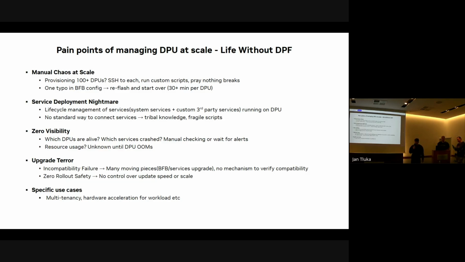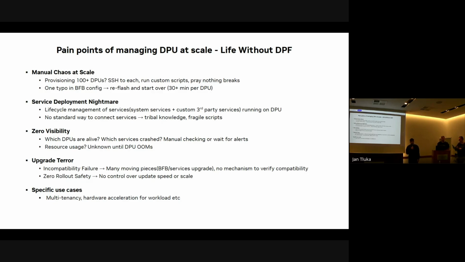Next one is service deployment. Assume you are able to somehow get the DPU up and running. The next task would be that you want to run some services on top of it. It could be HBN, OVN, some third-party services, or your own services. And not only do you want to run them, you want to maintain their life cycle. So you want to upgrade them, you want to delete them, you want to steer some traffic through them. All of this will require a complex configuration and a lot of manual steps to achieve.